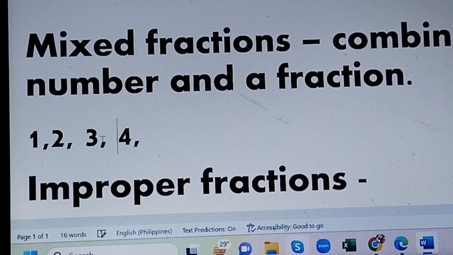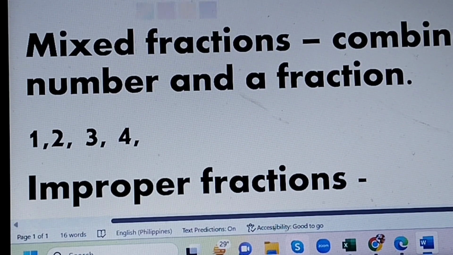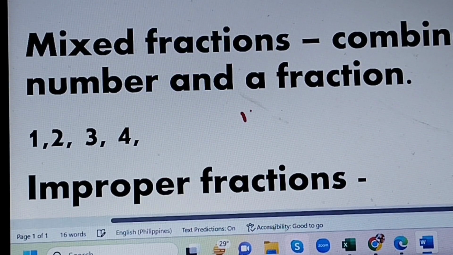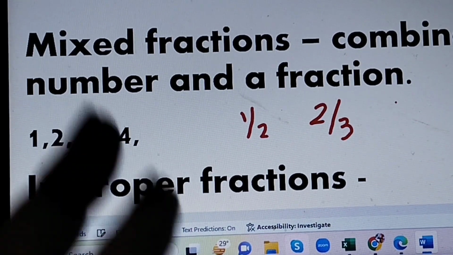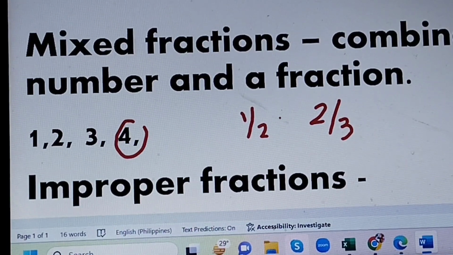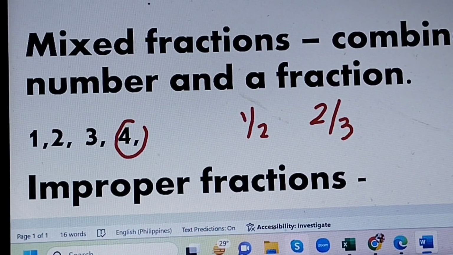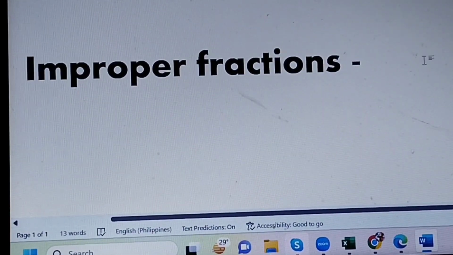And when you say fraction, the example of that is this one. Yung drawing ko, halimbawa. We say 1/2, 2/3. So that is a fraction. So a combination of these two, a whole number and a fraction, is called a mixed fraction. Alright? Next is our definition of improper fractions. So, what are improper fractions?